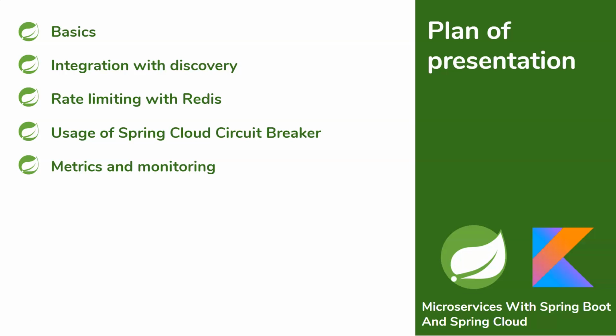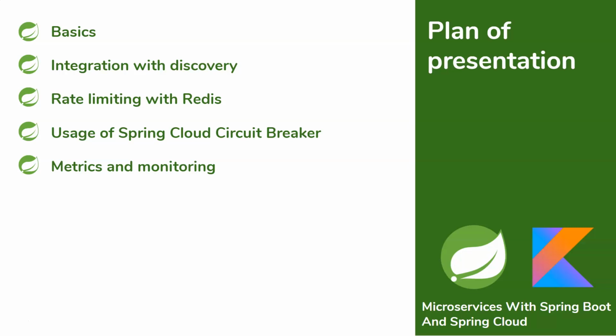I'll show you how to enable requests rate limiting using Redis. We'll also include and test a circuit breaker and fallback in communication with downstream services. There will be also a short presentation of Actuator endpoints provided by Spring Cloud Gateway.